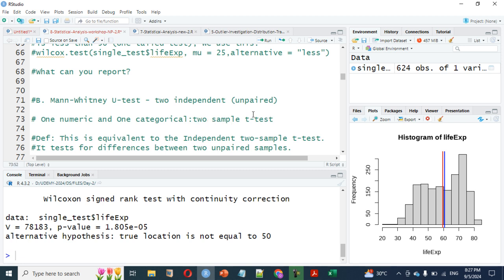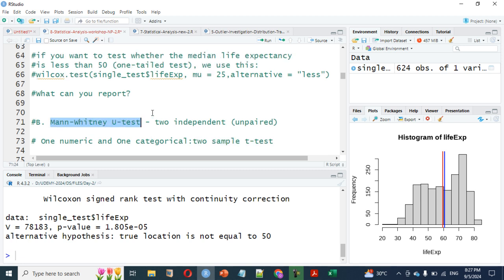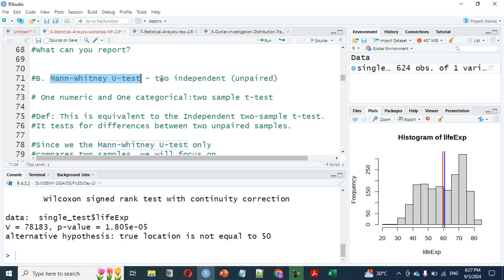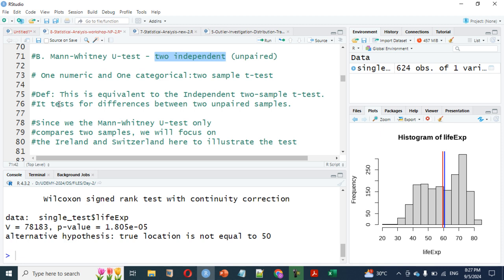Don't forget what we just finished now is the one sample test. This time around, the same test we have done before in parametric, we want to do here now using the Mann-Whitney U test. This is using two independent samples. We have done that before, but we want to repeat it here again.